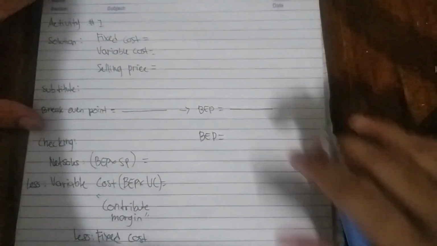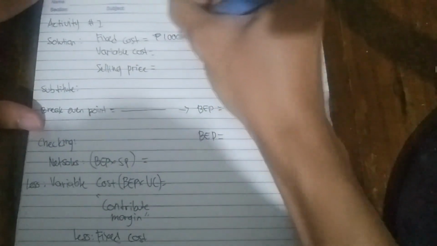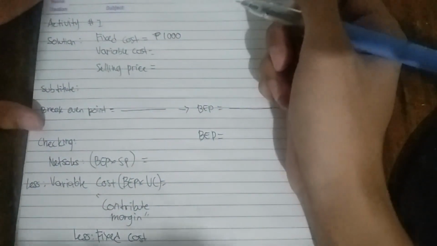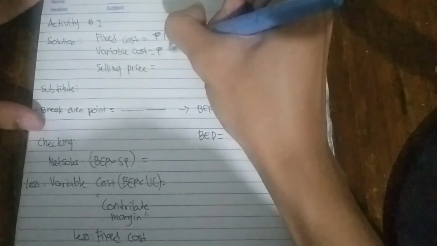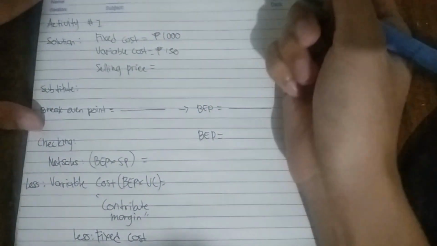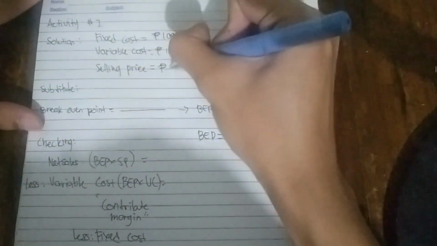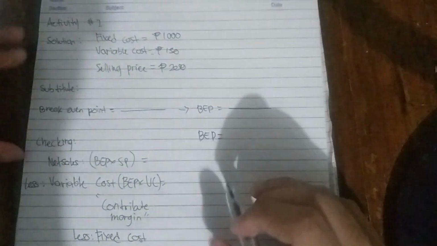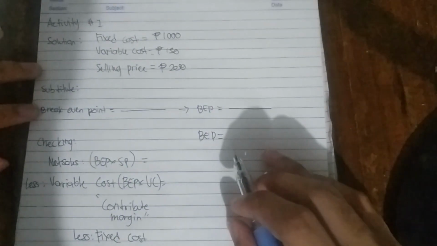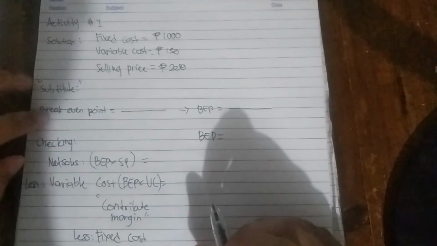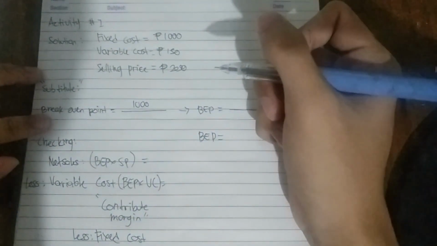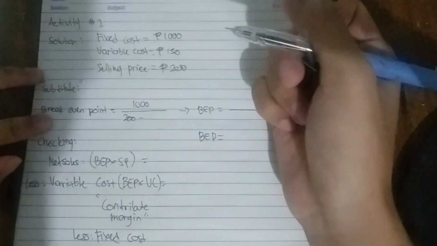Let's find first the fixed cost, which is 1,000 pesos. And variable cost na 150 pesos. At ang selling price naman ay 200. Now we have all of this, we can now substitute. Break-even point equals FC or 1,000 pesos over selling price na 200 minus variable cost.